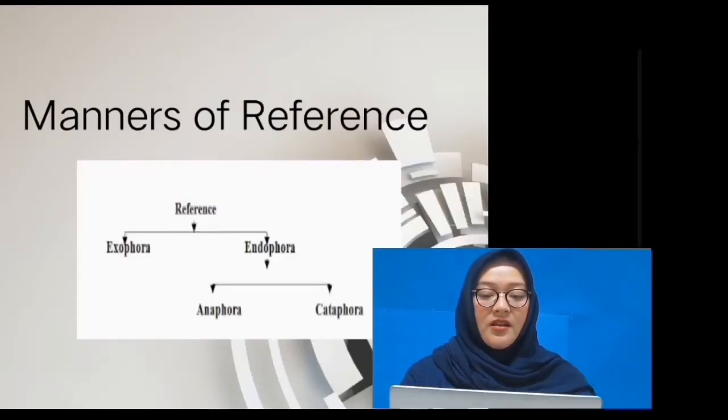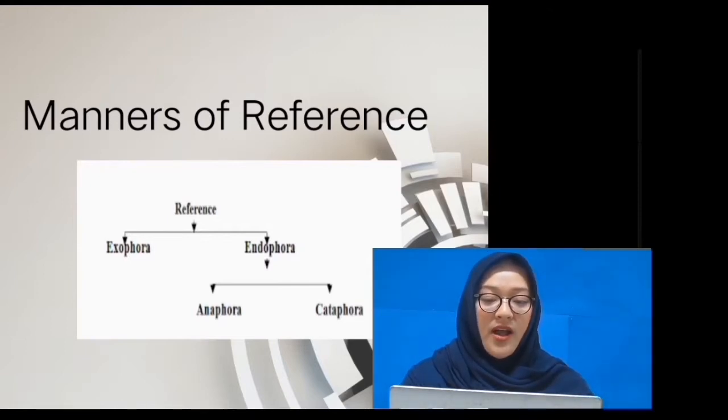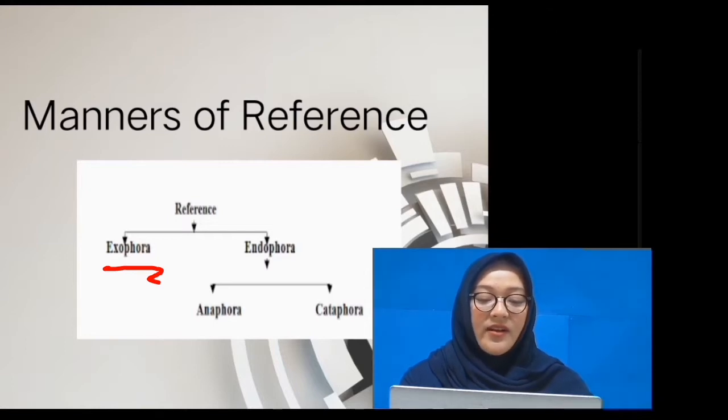Manners of reference. On the basis of referring to a thing as identified in the context of situation or as identified in the surrounding text, reference appears in two forms or manners. The first one is exophora, or exophoric reference, and the second one is endophora, or endophoric reference.